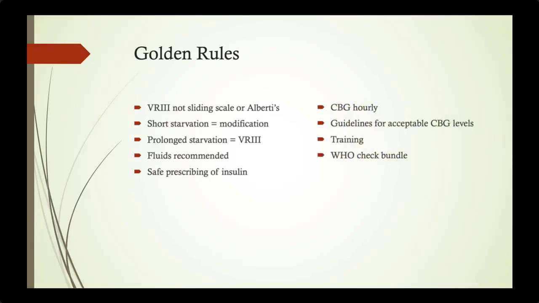When we come to the monitoring, capillary blood glucose has to be done hourly, so long as the patient is in theater. Guidelines for acceptable capillary blood glucose levels are published, and we'll talk about it in a minute, but it is usually 6 to 10 millimole per liter. Training is mandatory for all the staff on how to use this or how to monitor these patients.